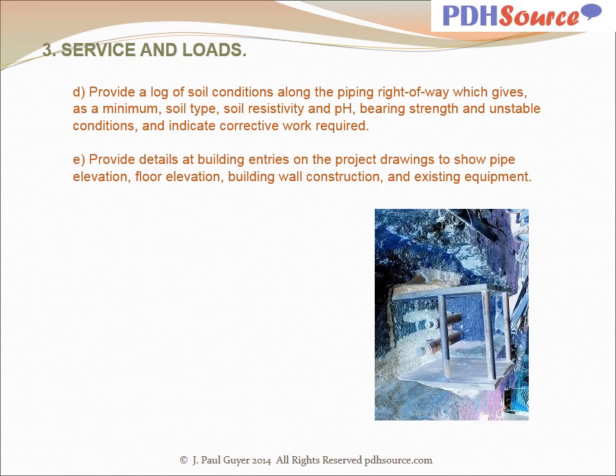Provide a log of soil conditions along the piping right-of-way, which gives as a minimum soil type, soil resistivity, pH, bearing strength, and unstable conditions, and indicate corrective work required. Provide details at building entries on the project drawings to show pipe elevation, floor elevation, building wall construction, and existing equipment.